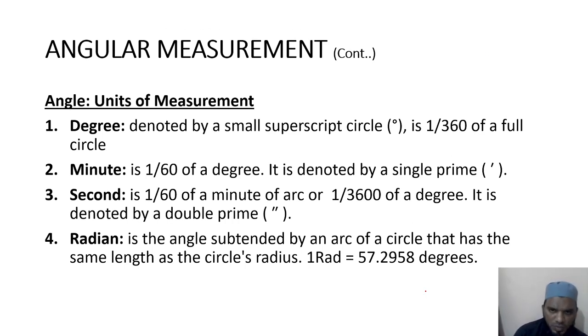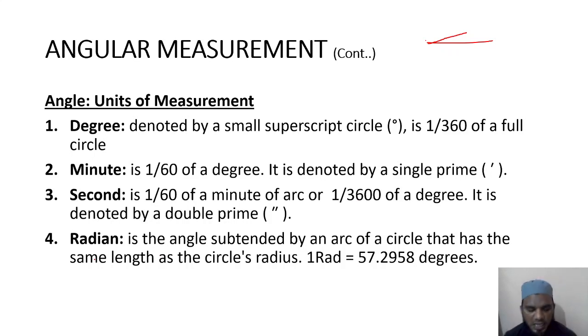One is the degree, which is denoted by a small circle symbol. What is the value of a degree? It is nothing but 1 by 360 of a full circle, because a circle makes 360 degrees. What is a minute? A minute is nothing but 1 by 60 of a degree. That is, 1 degree can be divided into 60 parts, and each part is a minute, denoted by a single prime. Similarly, seconds: each minute is divided into 60 parts, and that is a second. Clear?